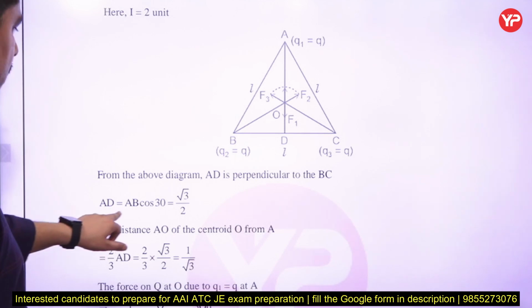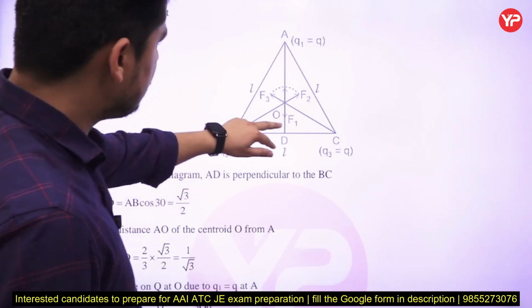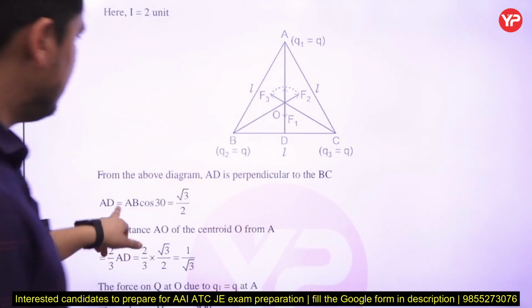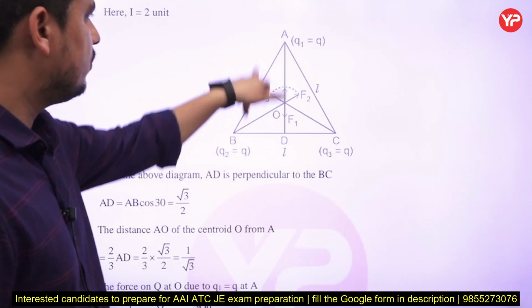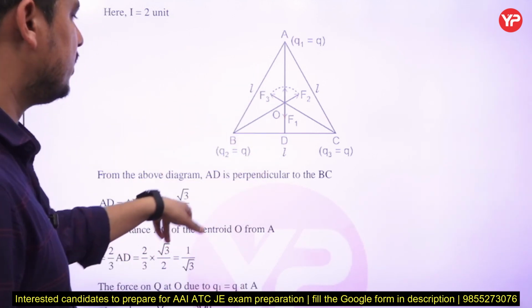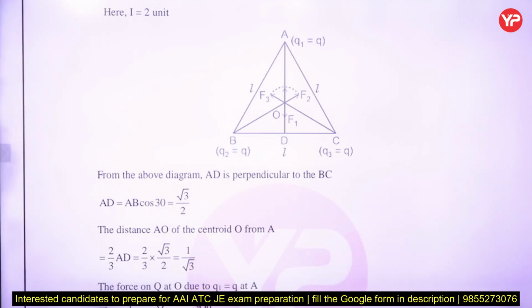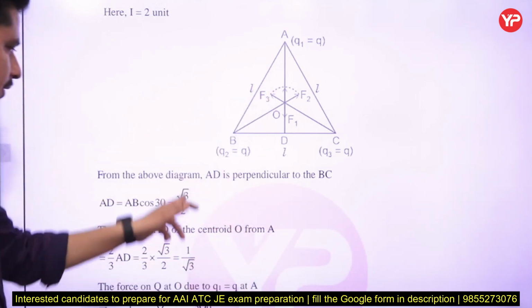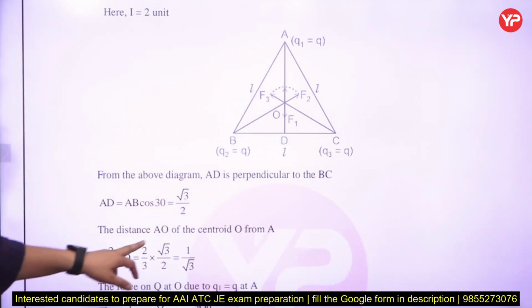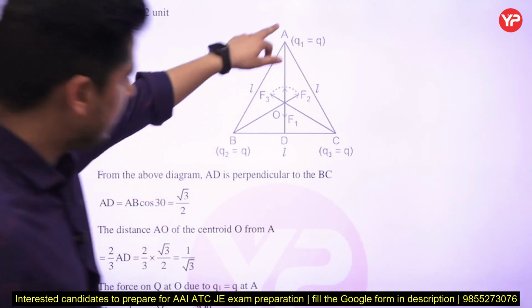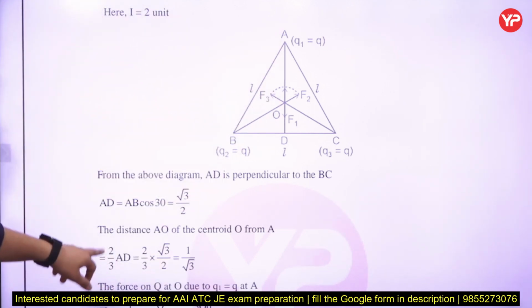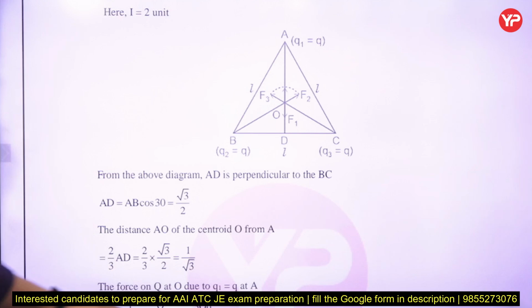So first, we calculate the distance AD. This distance AD is AB cos theta, L cos theta, right? Theta is 30 degrees because it's an equilateral triangle, each side having an angle of 60 degrees, so the center angle is 30 degrees. We calculate root 3 by 2, and the distance AO, that will be 2 by 3 times AD, right? You calculated this distance.